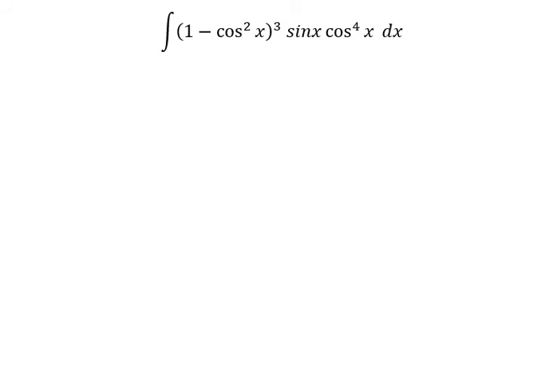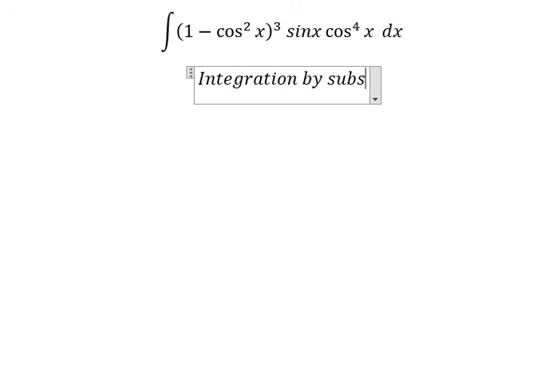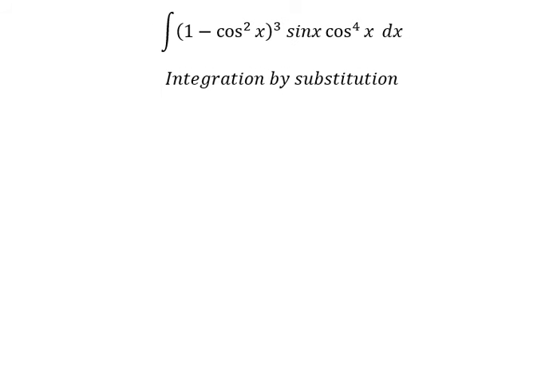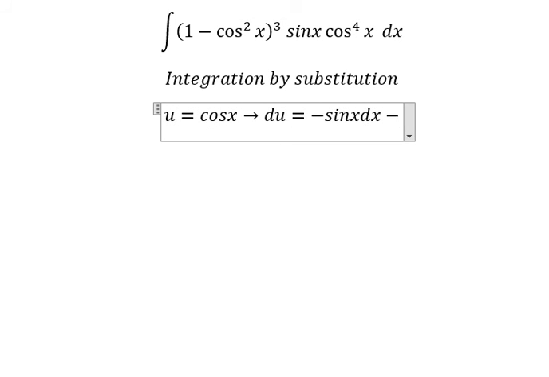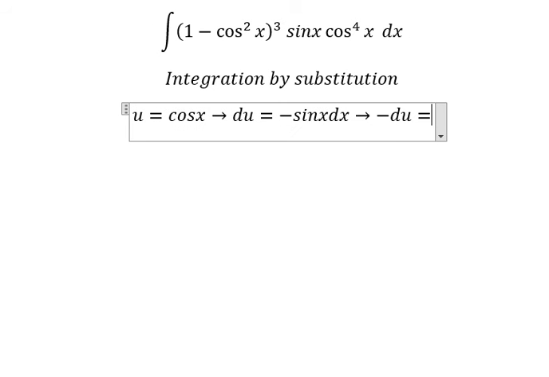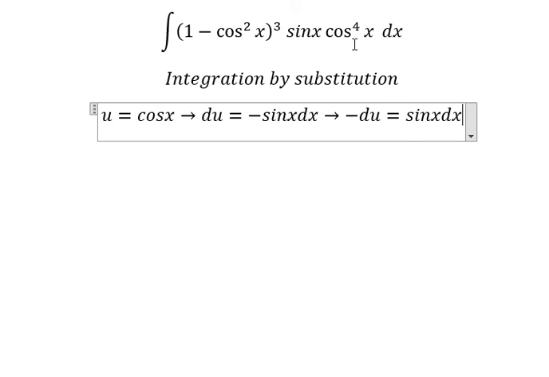Next, we can use integration by substitution. So I will put u equal to cosine x. After that, we need to first do the derivative for both sides, and we have negative sin x dx. Because we don't have a negative in here, I will put the negative to the left, and we have negative du equals sin x dx.